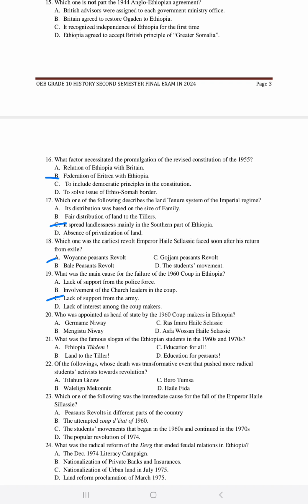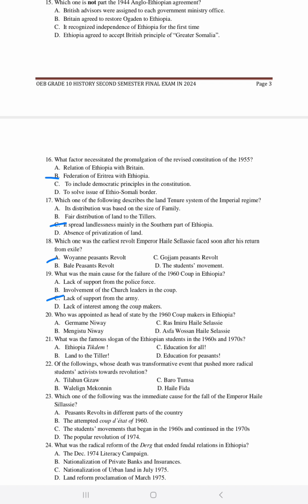Question number 20. Who was appointed as head of state by the 1960 COP makers in Ethiopia? Fonqolcha sanarratti head of state kan ta'e head of state and prime minister jedhamanii muudamanii turan. A. Garmaamee Niwaawee. No. B. Mangistuu Niwaawee. No. Those two are the organizers of this COP.